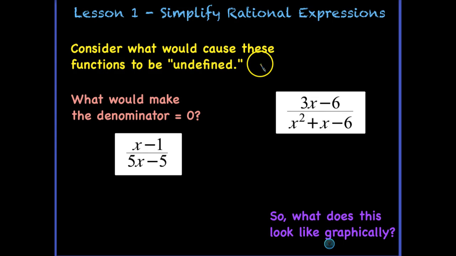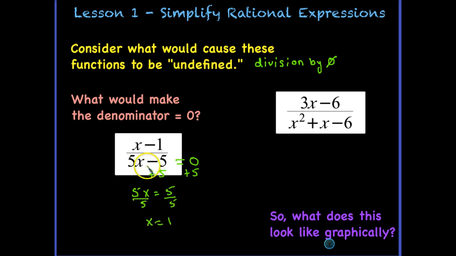If we have division by 0, we have a problem. We cannot divide by 0. If we have a 0 in the denominator, then our function is undefined. So all we have to do to determine what would cause these functions to be undefined is set the denominator equal to 0 to see what would make it equal 0 and solve. So in this case, we would add 5 to both sides, and we would get 5x equals 5, divide by 5, and we get x equals 1.